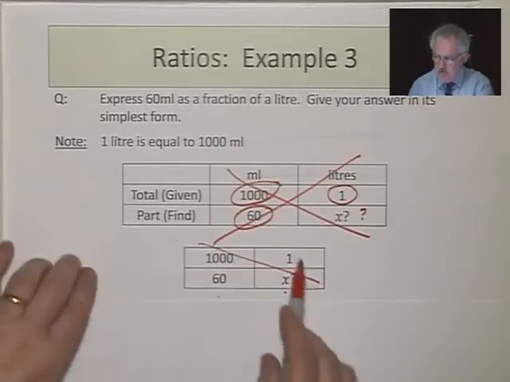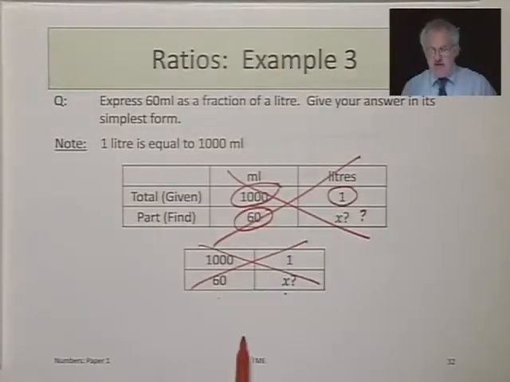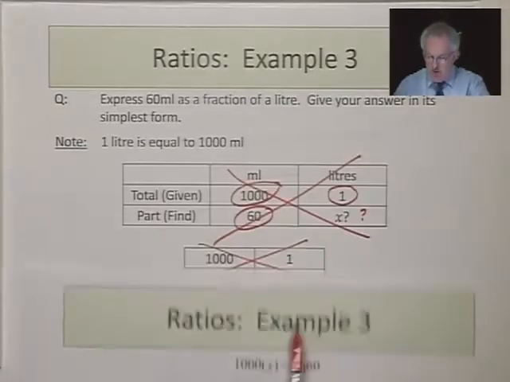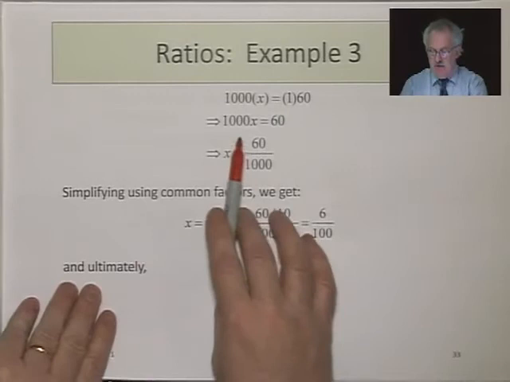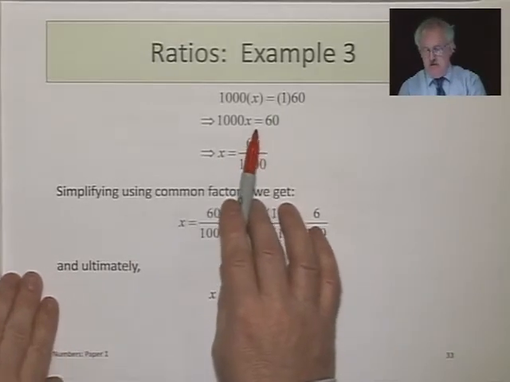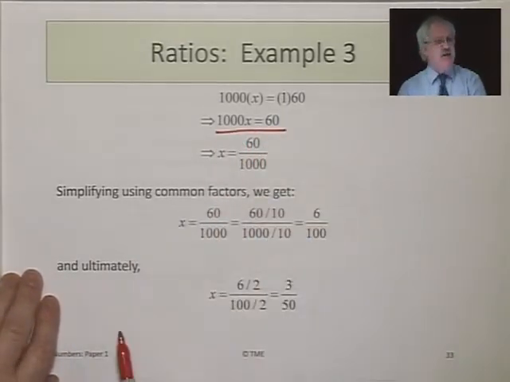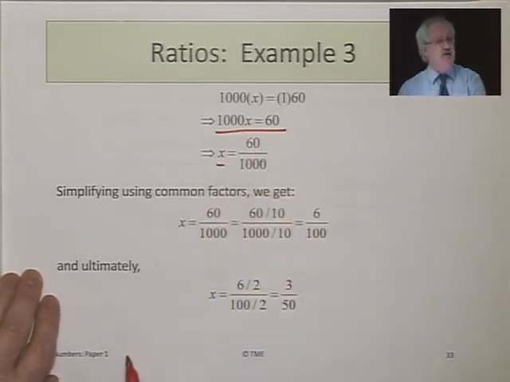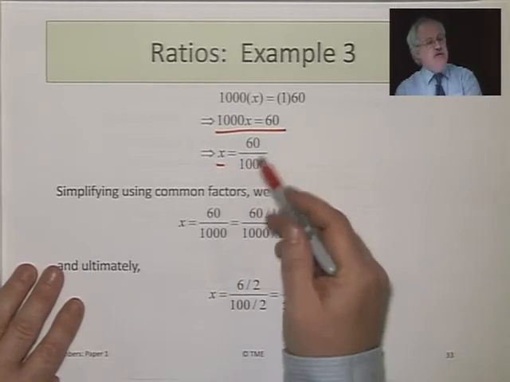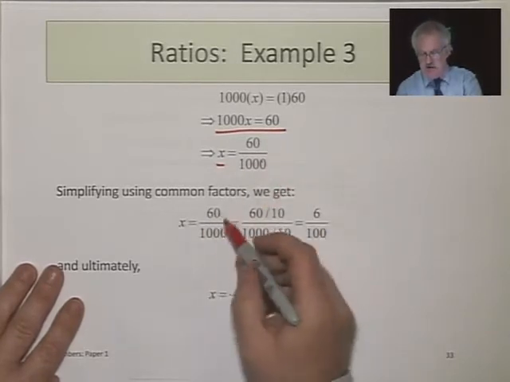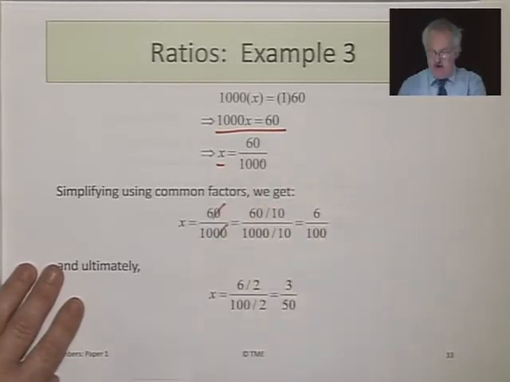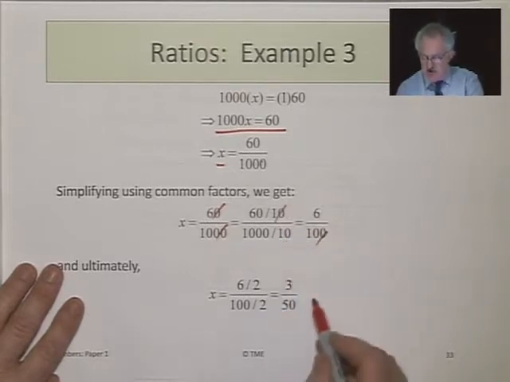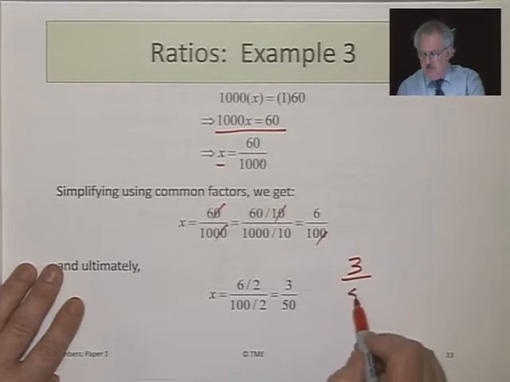Crisscross them. And we say 1,000 times x is 1 times 60. 1,000x is 60. But I don't like 1,000 on the left-hand side. That's multiplication, so I divide. x is 60 divided by 1,000. And again, if we use the factors or go through a reasonably simple method, dividing by tens and taking it down and dividing again by 2, we'll eventually get 3 over 50.